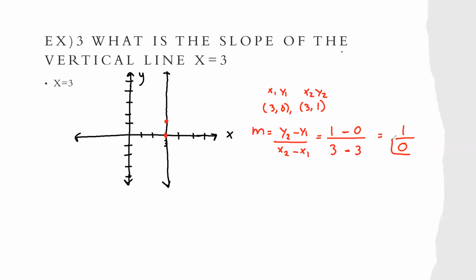So what happens when you have a 0 on the bottom? It's always going to be undefined. If it was 0 over 1, it would be 0. But if it's 0 on the bottom, it's undefined. So that's why the slope of a vertical line is always going to be undefined.